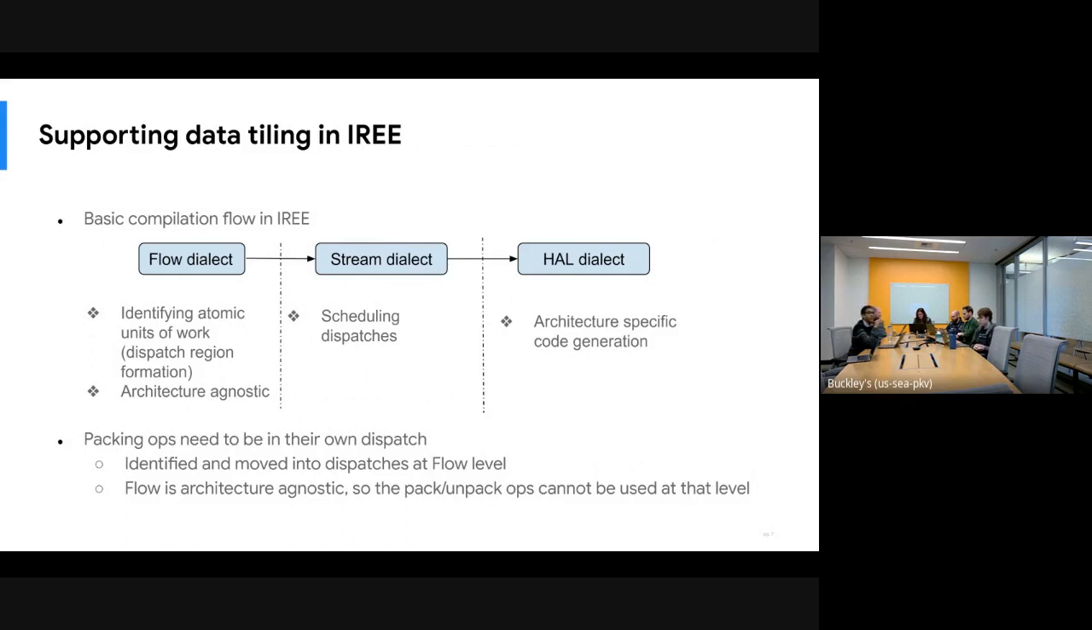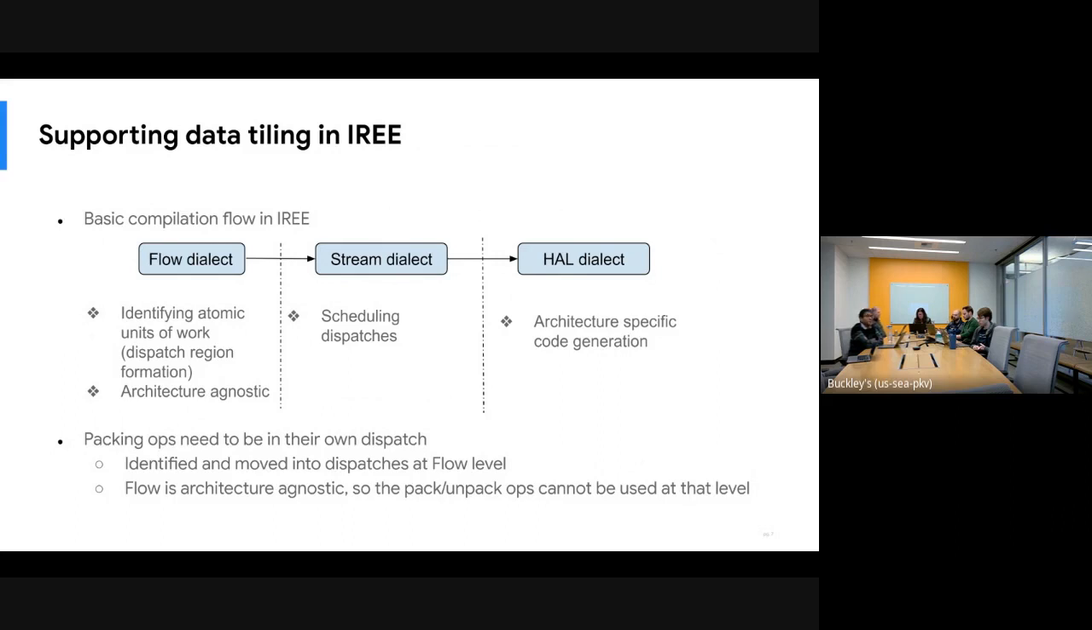Before I go into details, maybe just a bit of background on the overall flow of IREE compilation as required for this discussion. There's a flow dialect, which is where you identify atomic units of work. So you take your input program and you partition it into units of work that map to a dispatch region. Loosely a kernel on CUDA. Not loosely, it exactly maps to one kernel if you're targeting CUDA. And this part is architecture agnostic, so we don't know specifically what architecture you're targeting.